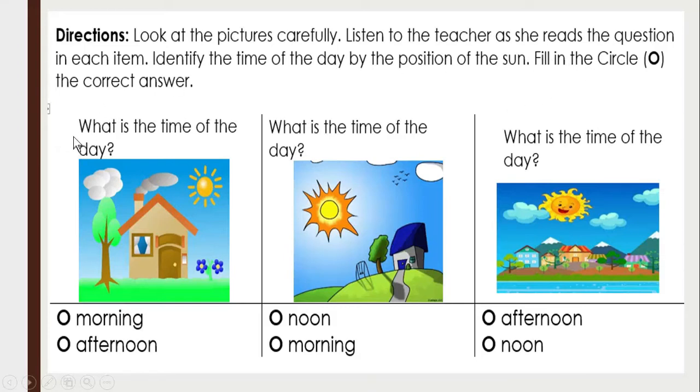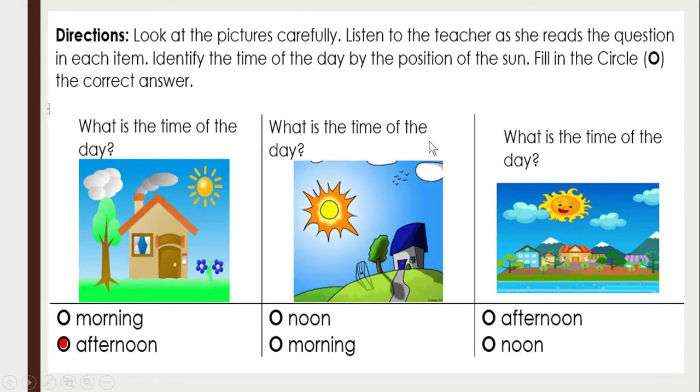Number 1 question. What is the time of the day of this picture? Morning, afternoon? Very good. The answer is afternoon. Next question, number 2.